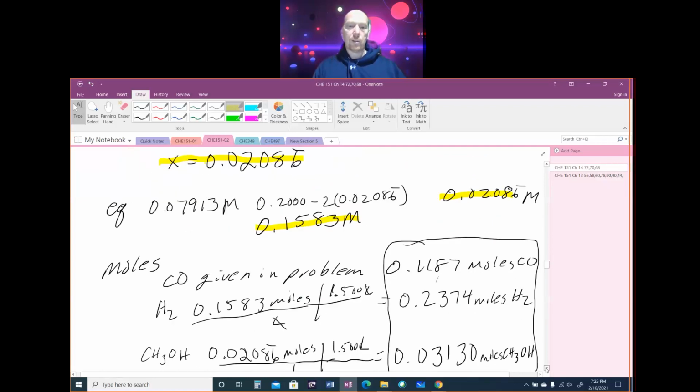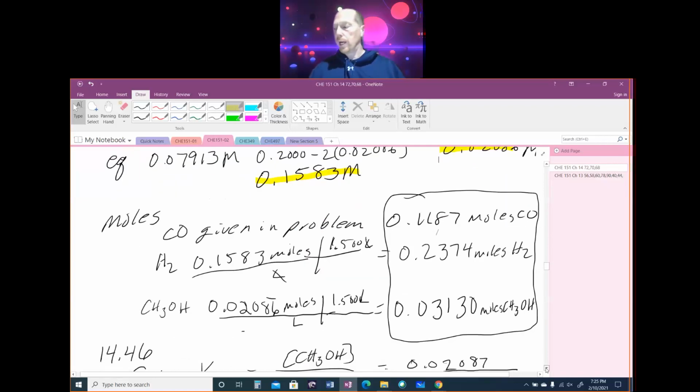All right. So the question asks how many moles of each substance are in the flask at equilibrium. All right, so the CO moles were given in the problem. So that is the 0.1187 moles of CO. All right, we have our molarity of hydrogen, 0.1583 moles per liter. It's in a 1.5 liter flask. That gives us our 0.2374 moles of hydrogen.